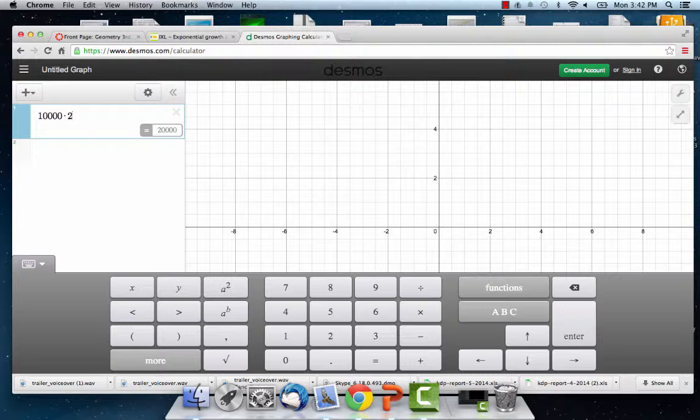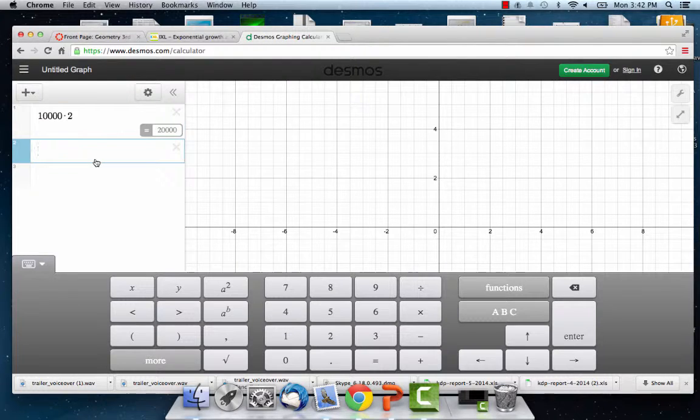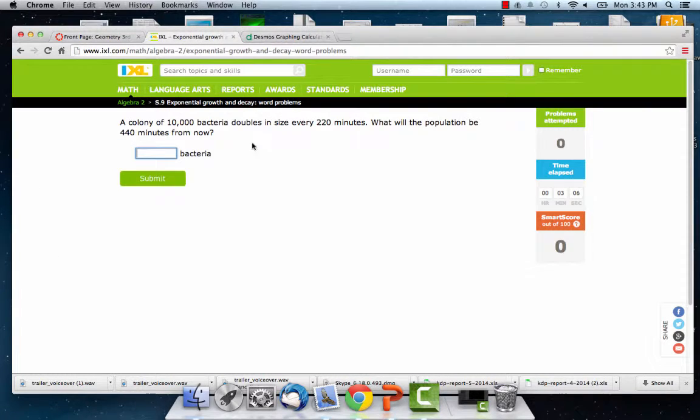And then the number of times it happens: it says every 220 minutes it doubles, and we're going 440 minutes ahead. So the question is, if I have 440, how many 220s do I have? That's what division always answers. If you put 1 over 2, then you're saying if I have 1, how many 2s do I have? Well, I only have half a 2. But in this case, we got this 2, so we put in the exponent 2. So this number here is the exponent. So 40,000 is our answer.